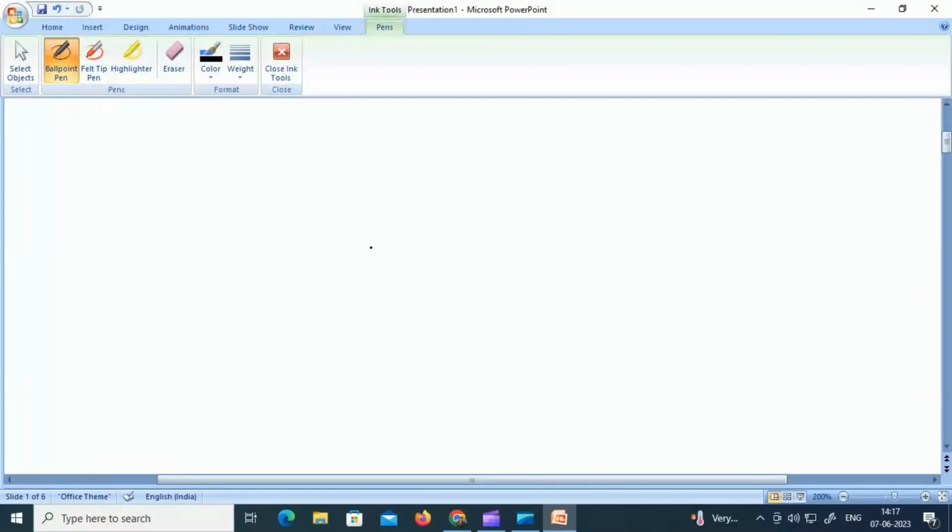Welcome, students. Today I am going to discuss the flower from NCERT Class 11. It will be applicable for NEET also. So let's start.